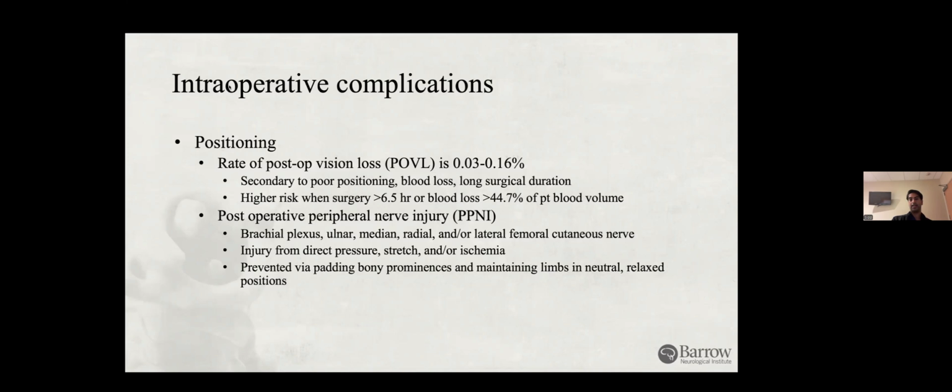The issues can come from direct pressure, stretch, or ischemia, and it becomes quite difficult to determine: is this because of a screw issue, or is the patient having any compression of their spinal cord, if they have any nerve injury post-op? So if you plan in advance, you can avoid a lot of these complications.